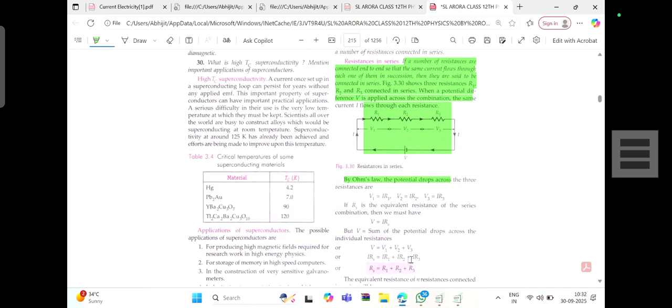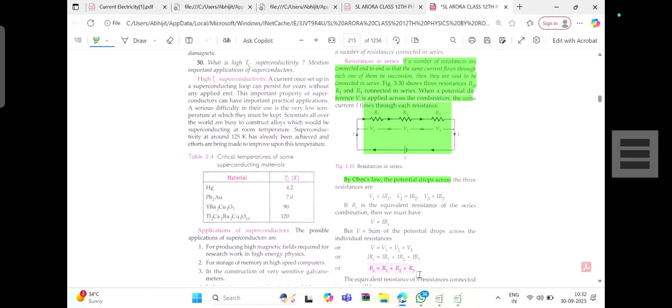I cancels out from this equation. Thus RS, the equivalent resistance you can use instead of these resistances, is equal to R1 plus R2 plus R3. The sum of the resistances is the equivalent resistance you can use instead of these three resistances.